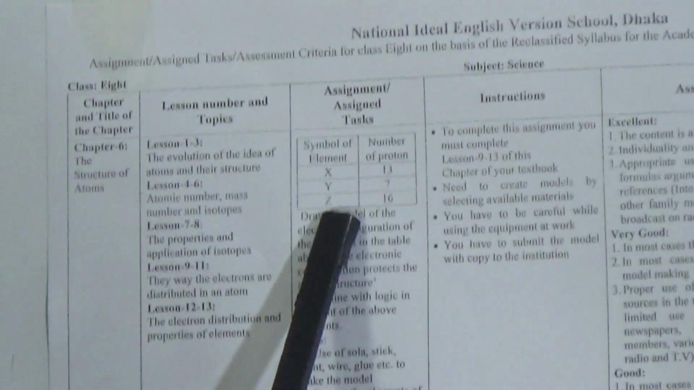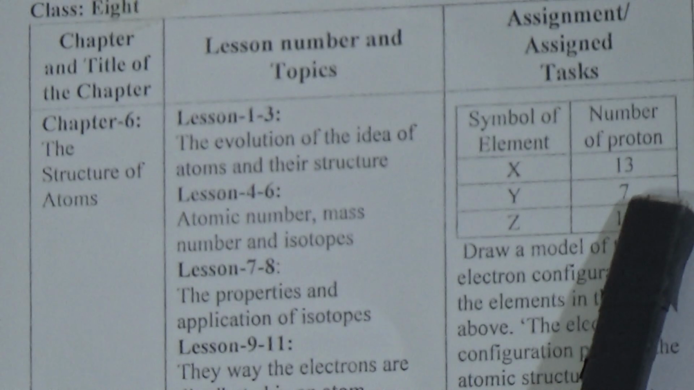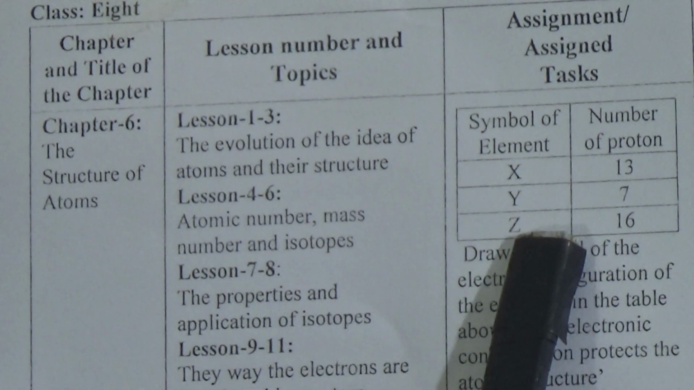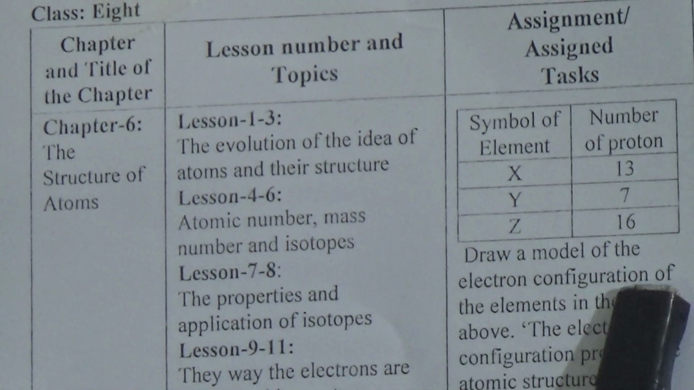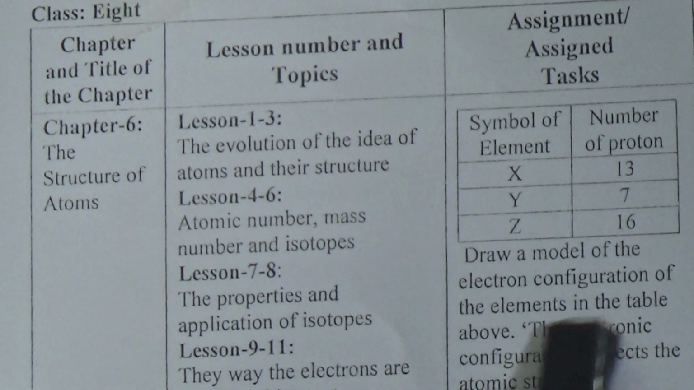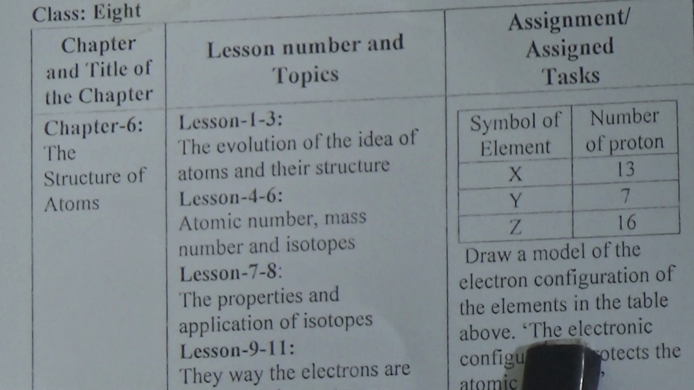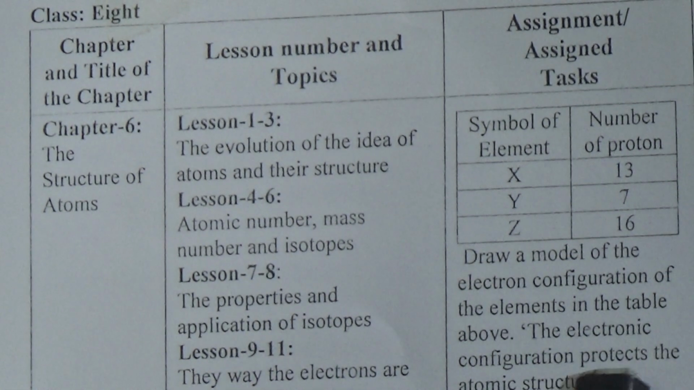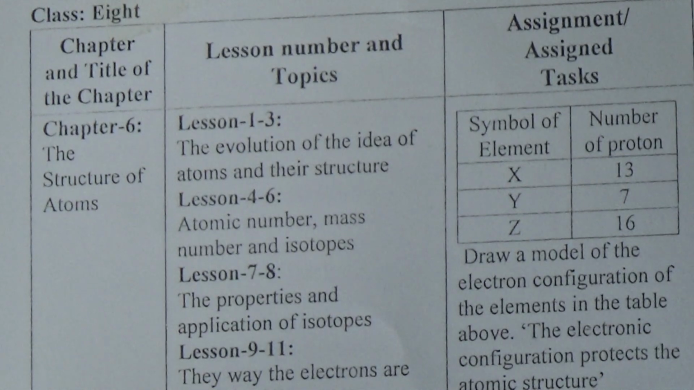There are symbols of elements X, Y and Z, and the number of protons. X has 13 protons, Y has 7 protons and Z has 16 protons. Here they give the task: draw a model of electron configuration of the elements in the table above. Then there is the statement: the electronic configuration protects the atomic structure, determine with logic in the light of the above elements.